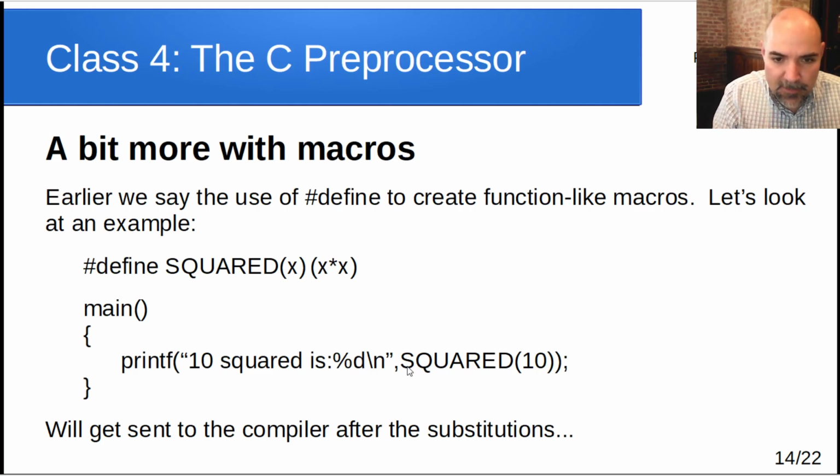So down here in my code, squared parenthesis 10, it's going to cut that out, and it's going to replace it with this stuff over here. And the stuff over here, it's going to take whatever was in the parentheses, in this case 10, and put it in there, so we have 10 times 10, that whole thing in parentheses. And that's going to get stuck in place of this whole thing.